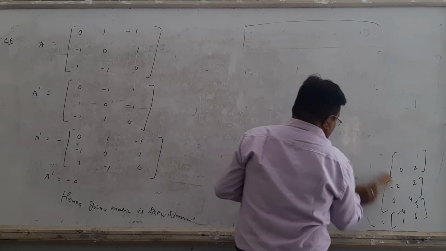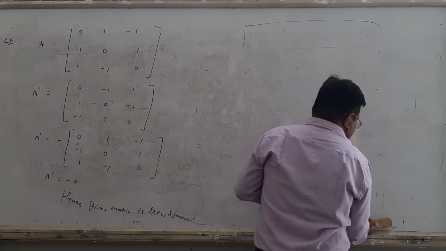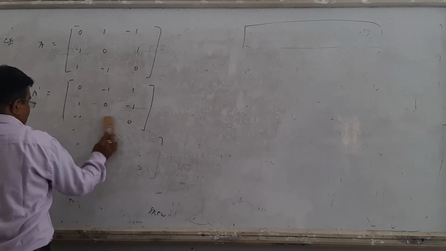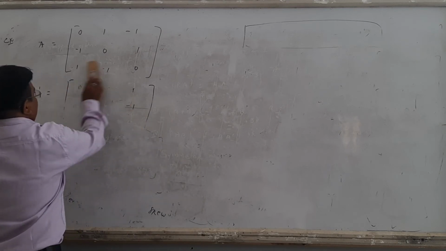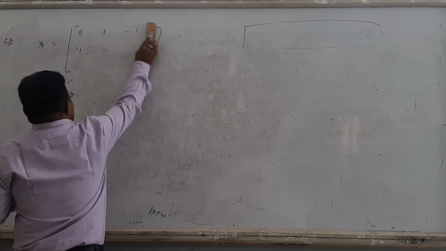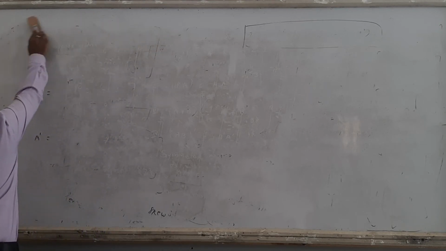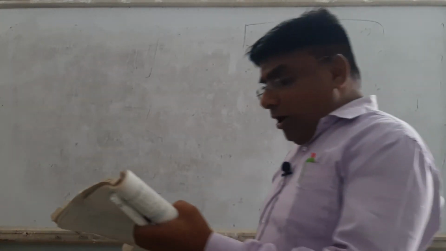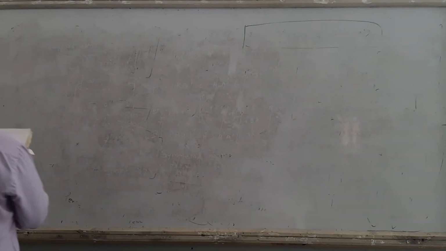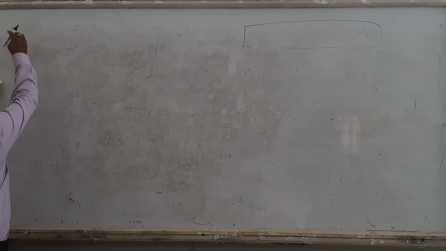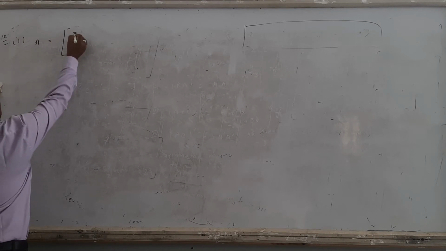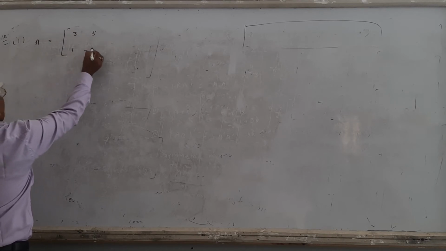Now this is a very, very important question. Question number 10: express the following matrix as the sum of symmetric and skew symmetric. So look here, this question is very important in the board exam. Student, the question is in front of you, the matrix is given: A equals 3 5 1 minus 1.